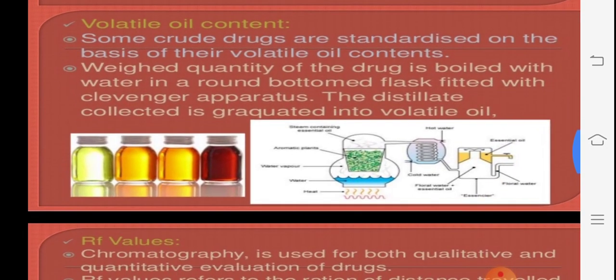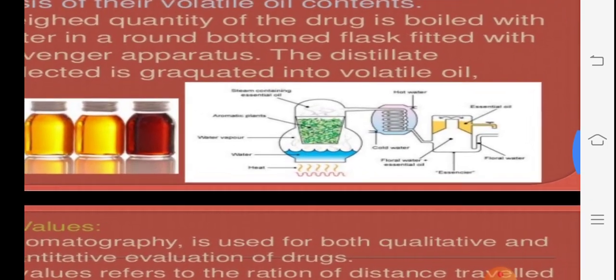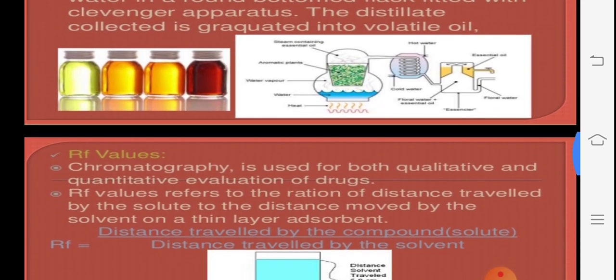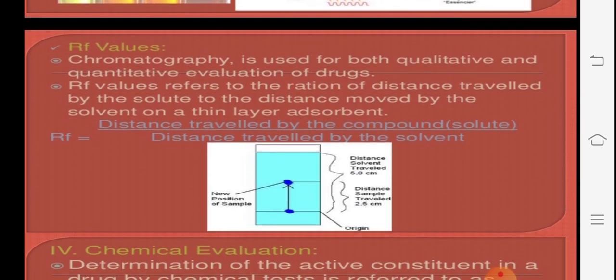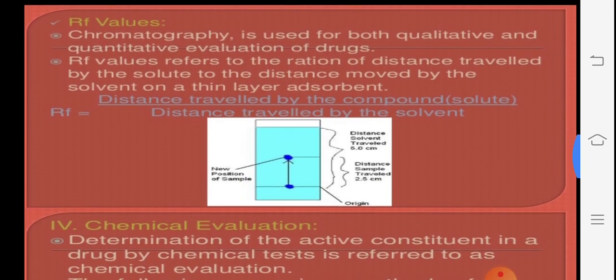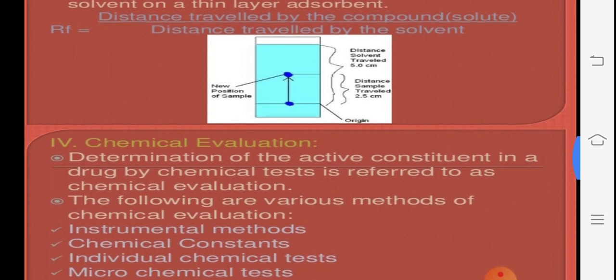Then volatile oil content. In some drugs, volatile means having an aroma or smell, odor. So these are called volatile, and at room temperature they show a specific odor. You know there are certain distillation units, so volatile oil is separated, rose oil and others. Then RF value is generally checked by chromatography. We know the chromatography technique for separating these different contents. So the distance traveled by the compound divided by the distance traveled by the solvent gives the RF value.